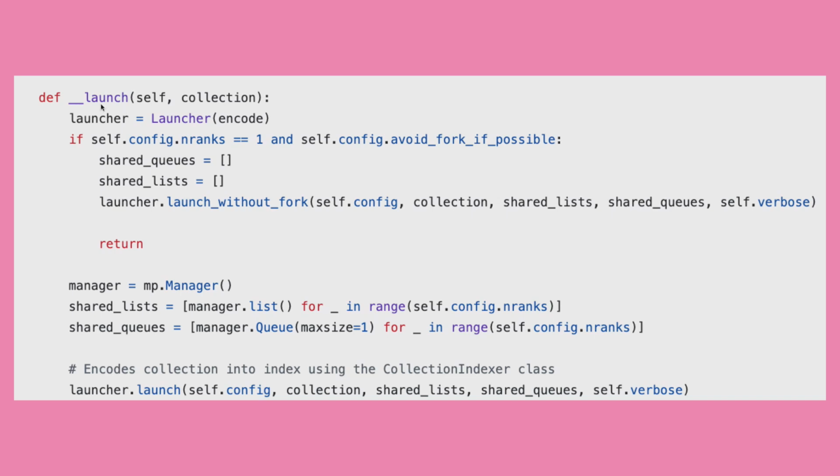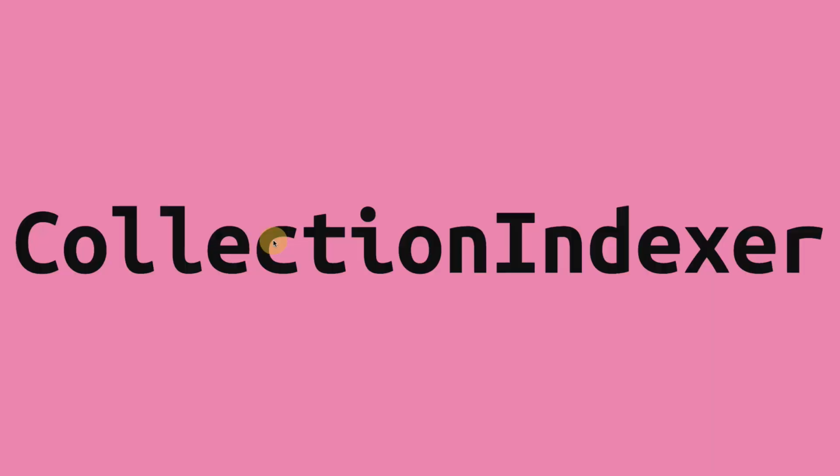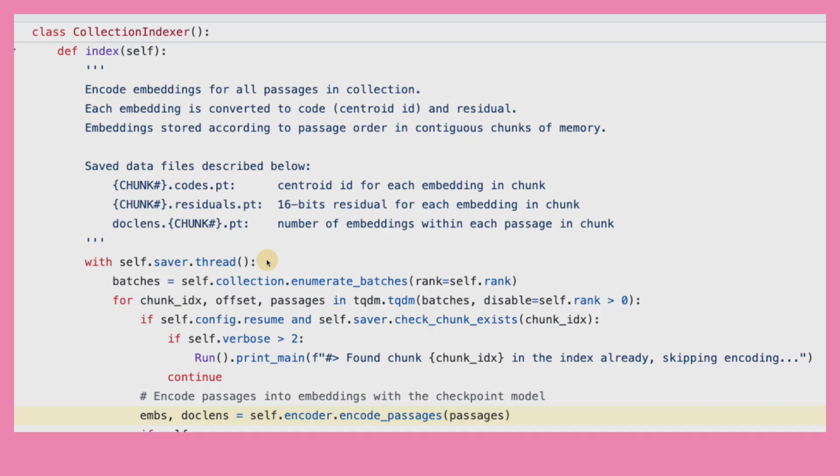And up here, this launcher is instantiated with this launcher encode. So let's look at encode. And encode is creating the collection indexer class and instantiating that class. And then it's calling run, and it's passing shared lists. And it also passes collection to collection indexer. And so inside collection indexer is where we're going to go next.